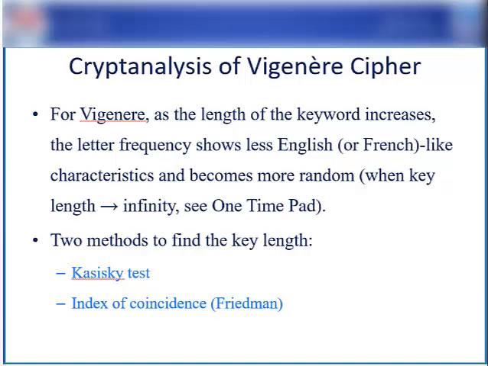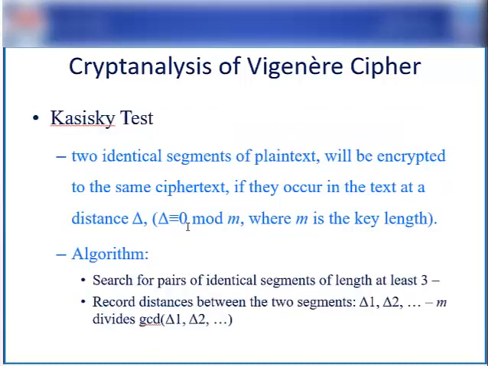So, we said the problem of breaking a cipher reduces to the problem of determining the key length. There are two methods to find the key length, which are the Kasiski test and the index of coincidence. Let us try to find the key length using the Kasiski test.